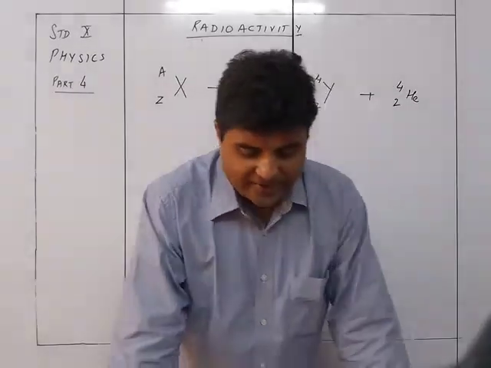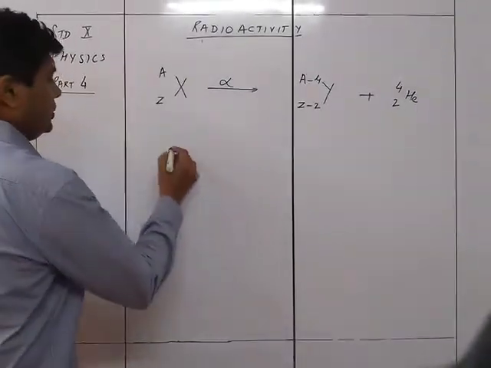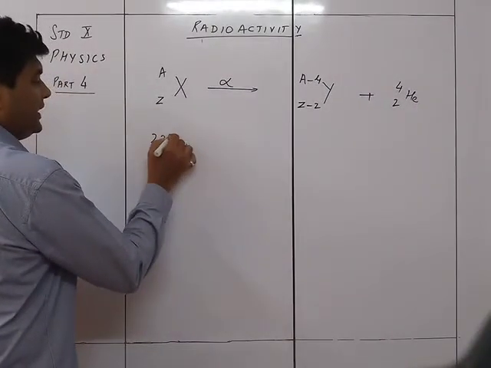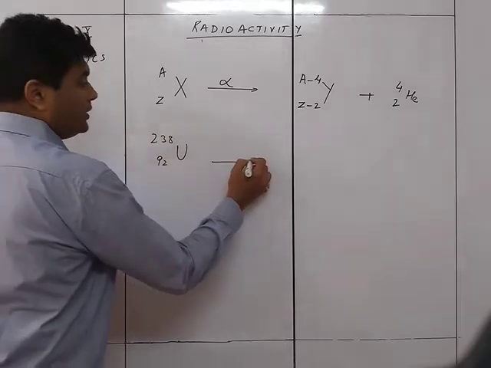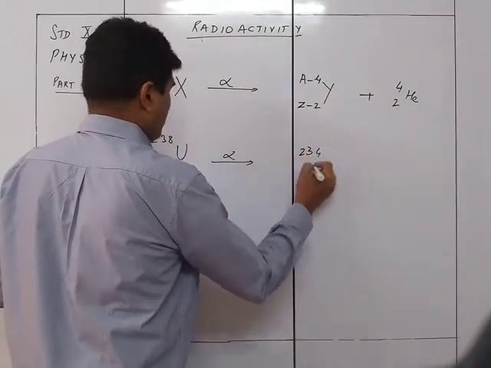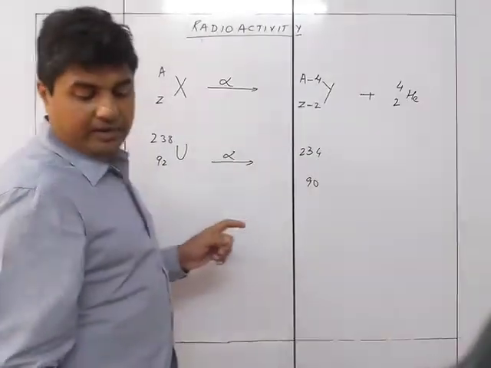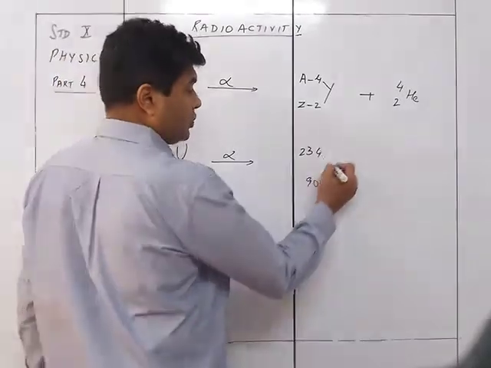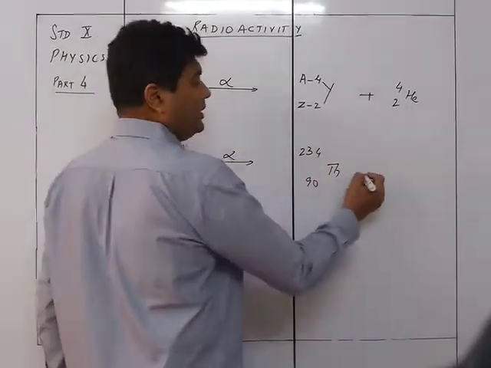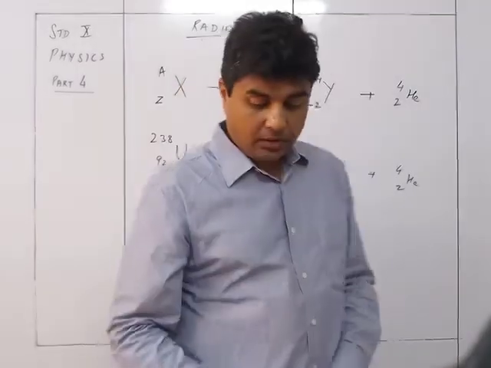Example: when the radioactive uranium 238 92 U undergoes alpha radiation, it is going to become 234 90, and instead of uranium, it will become thorium, because 90 is for thorium, plus 4 2 He.